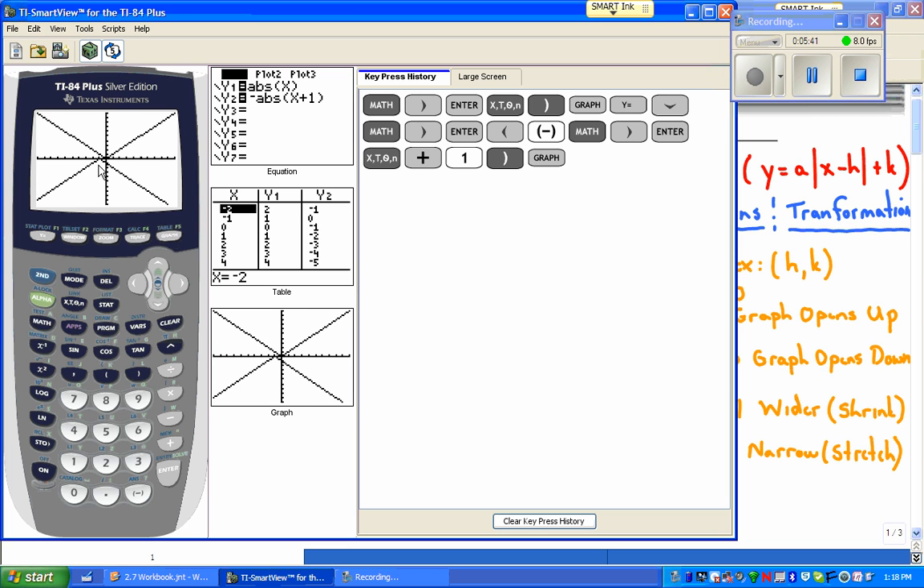All right, like I said, it shifts to the left, opens down, and is the same width. Excuse me, it is the same as the original parent graph.